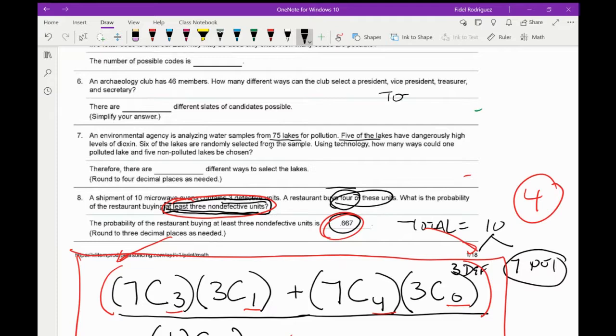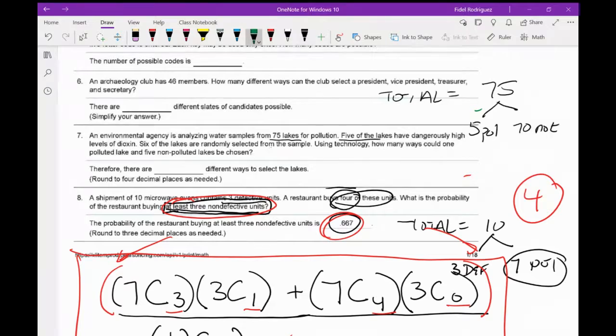Okay, so the first thing I'm going to do here, and this is just me writing stuff that helps myself, I have a total of 75. And out of those 75, I know that 5 of them are polluted, so I have to know that 70 of them are not polluted, right? Because there's a total of 75. So if 5 of them are polluted, the rest of them aren't polluted.